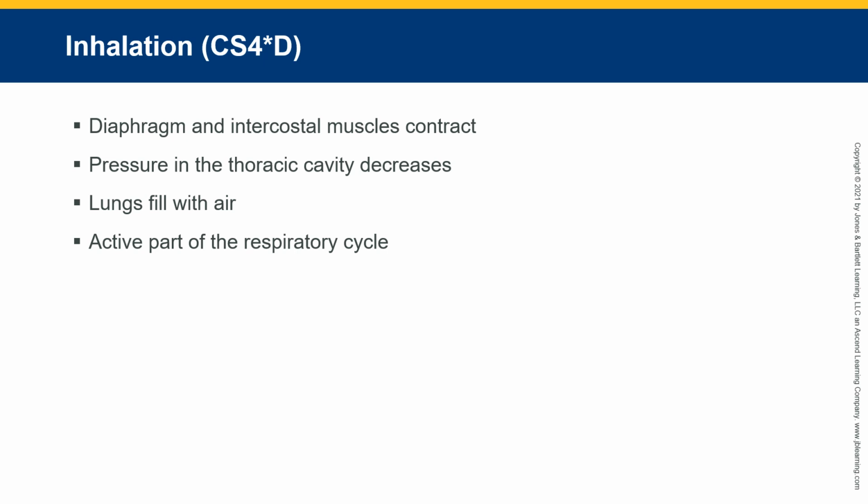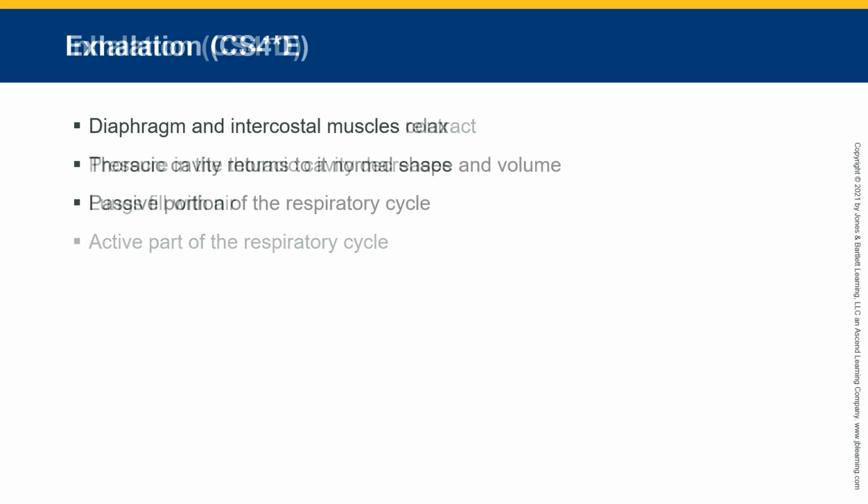Inhalation is an active process in humans. When it happens, our diaphragm and our intercostal muscles contract, they get smaller, and the pressure in the thoracic cavity decreases. This decrease in pressure means that air from the outside is allowed to come in, and the lungs fill with air. And remember that this is the active part of the respiratory cycle. It takes energy to breathe in. Exhalation, on the other hand, is passive. It means the diaphragm and the intercostal muscles relax, and the thoracic cavity returns to its normal shape and volume. This pushes air out, and it's a passive portion of the respiratory cycle. If somebody's showing effort in exhalation, you're in kind of a pathophysiology situation.